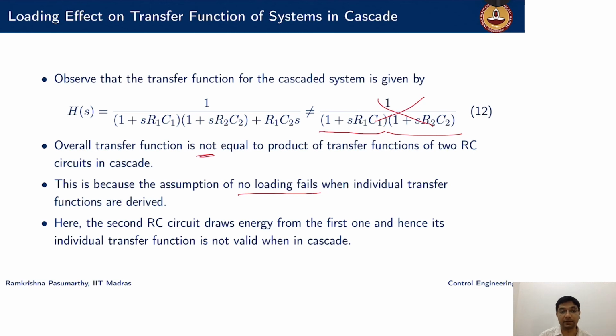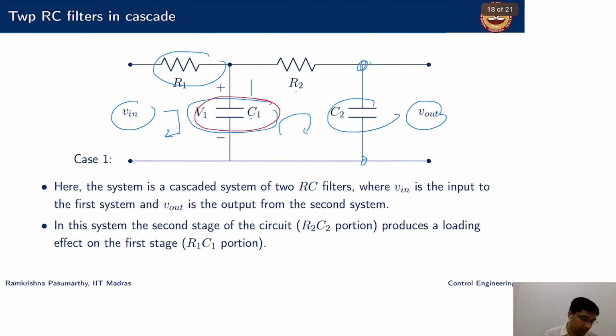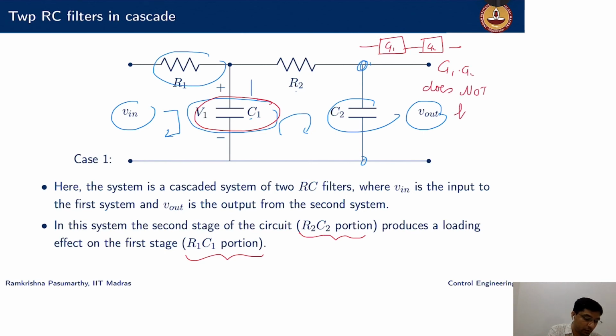Here, as I explained, the second circuit draws energy from the first one, and hence its individual transfer function is not valid when it's in cascade. Or to summarize, in this system, the second circuit produces a loading effect on the first circuit, and therefore the standard formula for two systems in cascade, that the overall transfer function equals G1 times G2, does not hold. That is the only thing we need to be careful of.